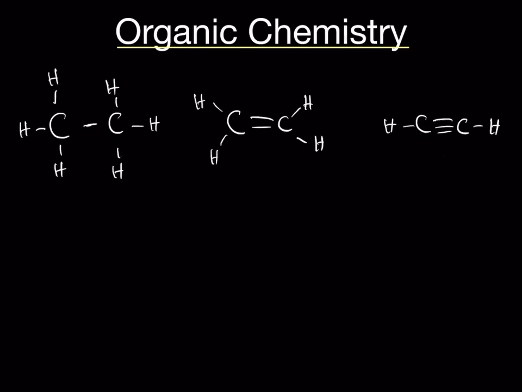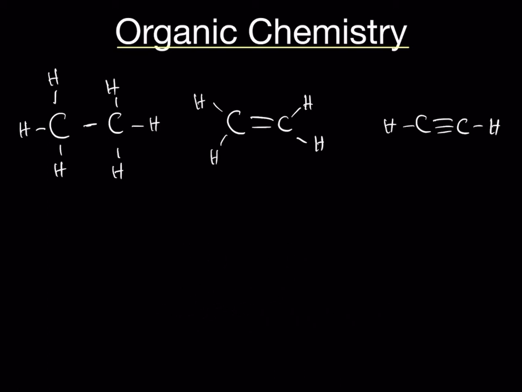I've gone ahead and redrawn the 3 structures that we had just to make it clearer. So now, what do you notice about these 3 structures? What is similar about them? The only elements that they contain are carbon and hydrogen. When a compound has only carbon and hydrogen, it is called a hydrocarbon. So these are all hydrocarbons.